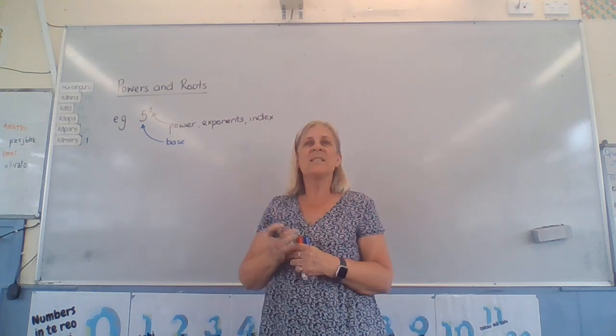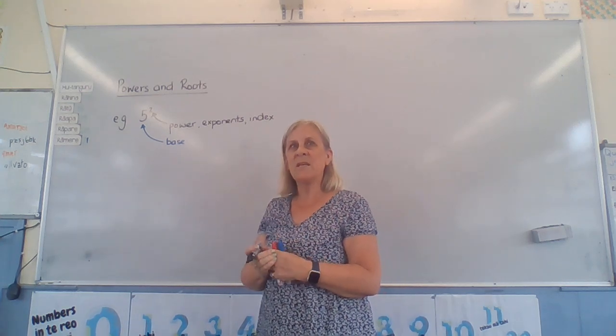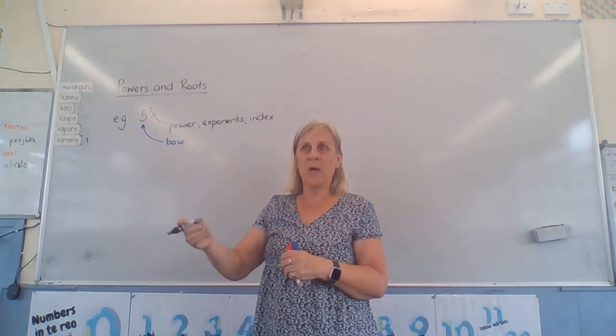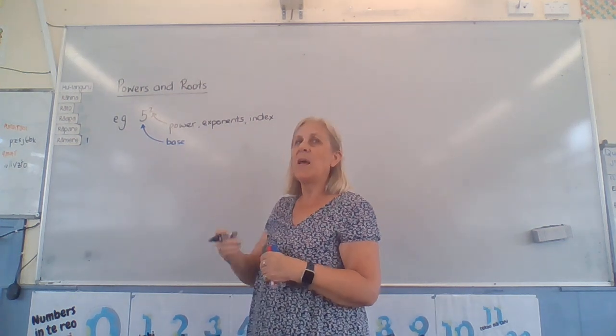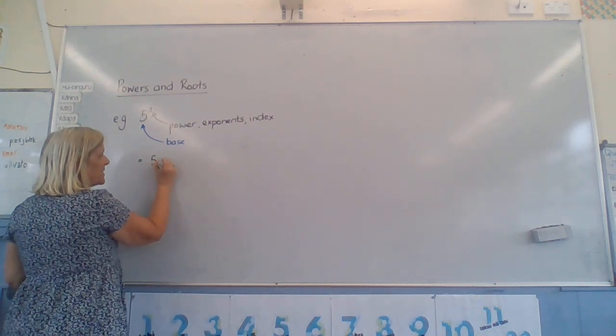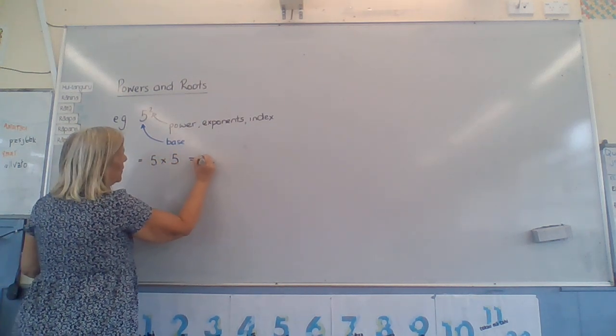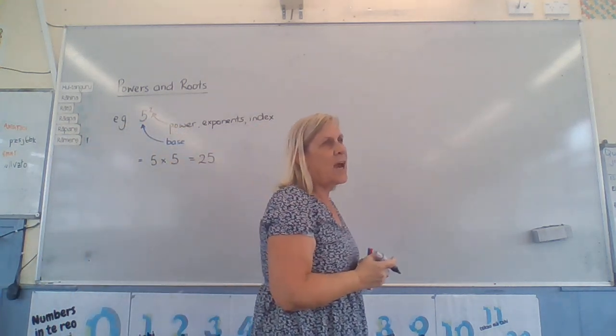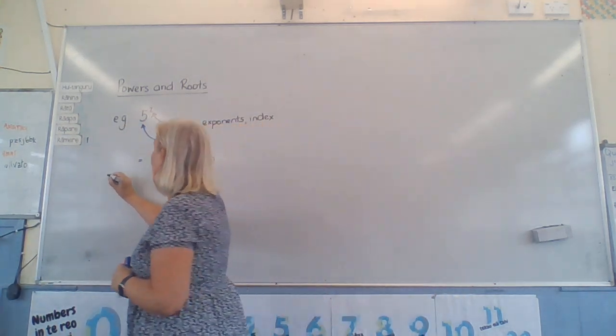So the power tells us how many times. The base tells us what number we are multiplying, how many times we multiply it by itself. So in this case, as Esther said, 5 times 5, and we know that that's 25. We have a button on our calculator. It looks like this.